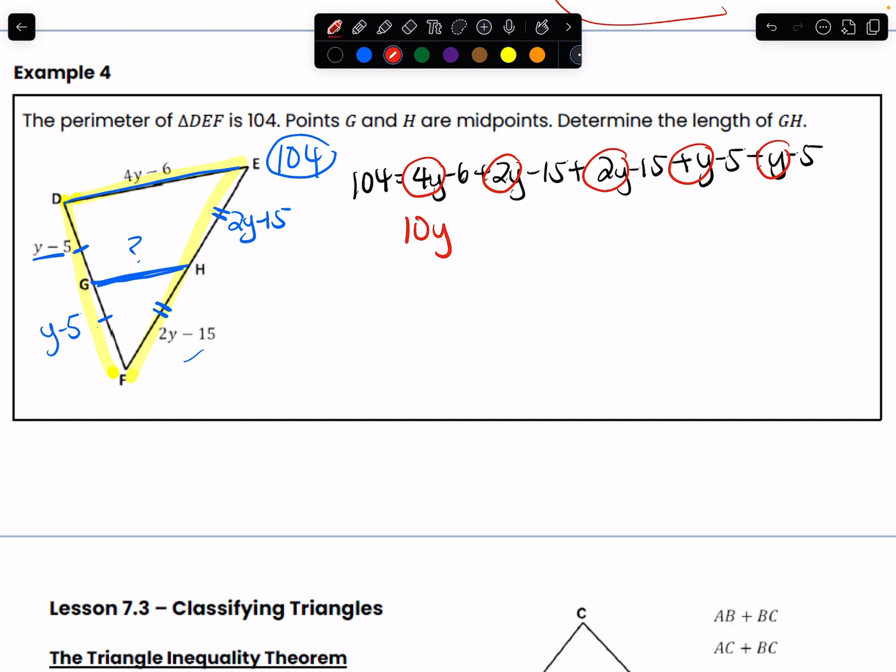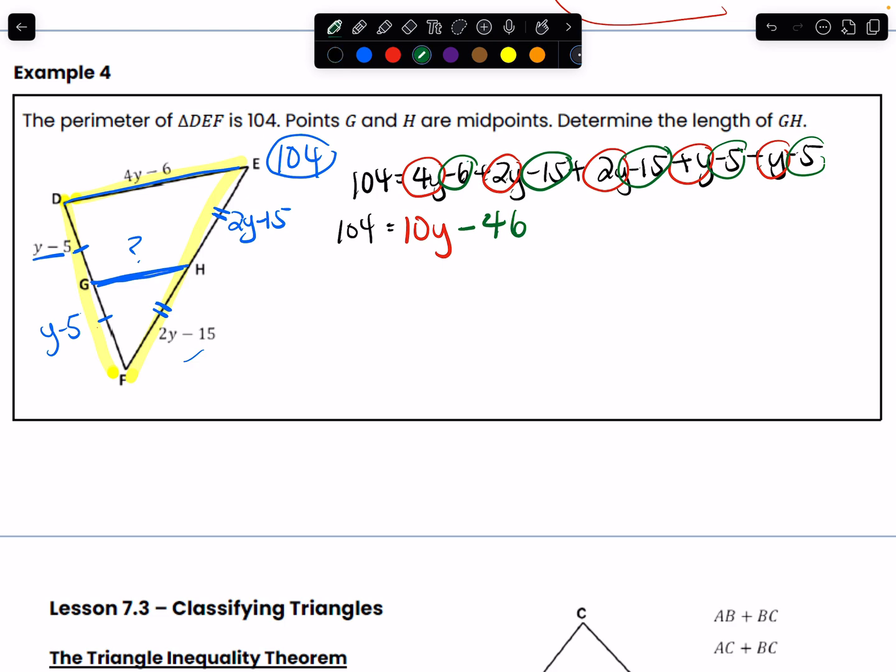Now I'm going to combine all my other numbers. So I have a minus 6, a minus 15, a minus 15, a minus 5, and minus 5. If I take a calculator and put in negative 6, minus 15, minus 15, minus 5, minus 5, this will give me minus 46. And all of these equal 104. Now it's just a two-step equation.